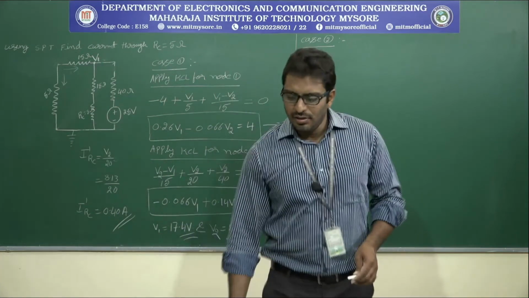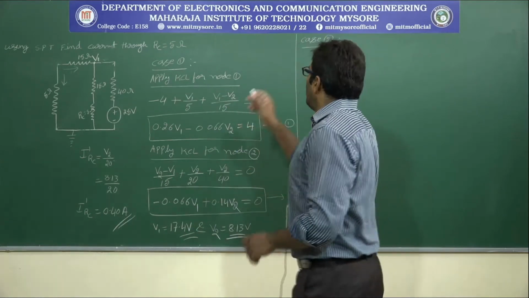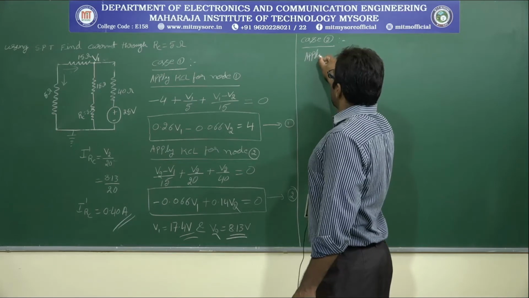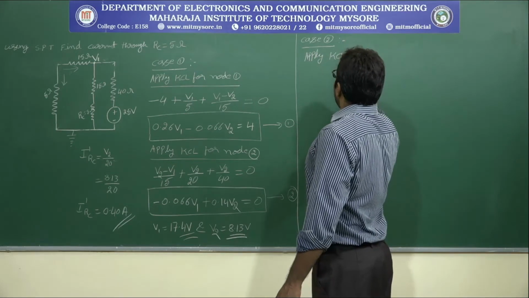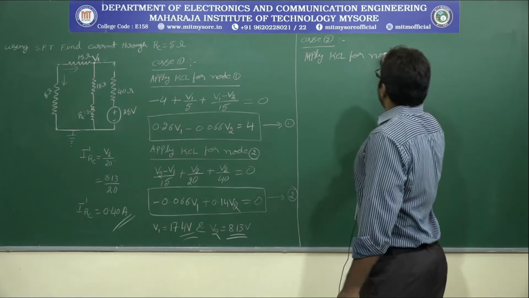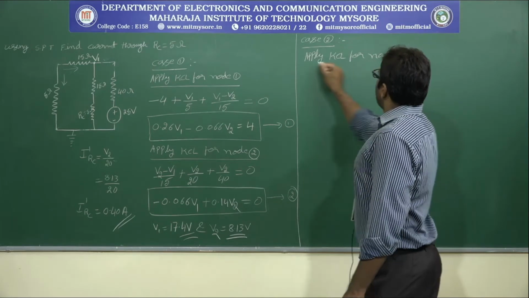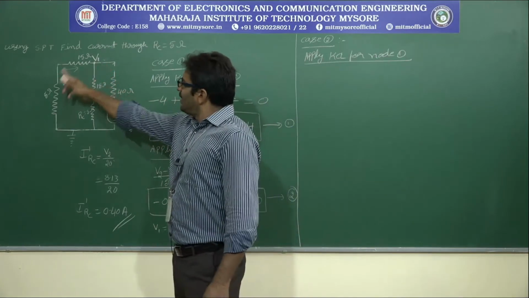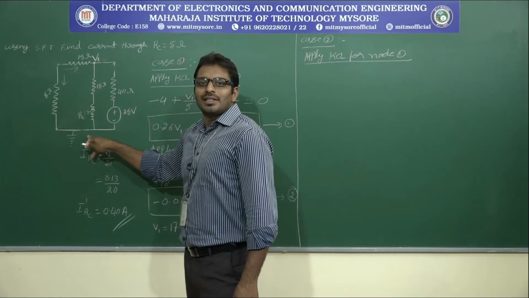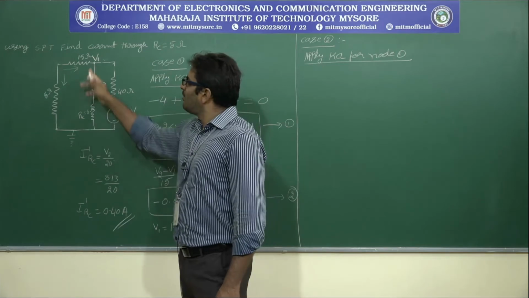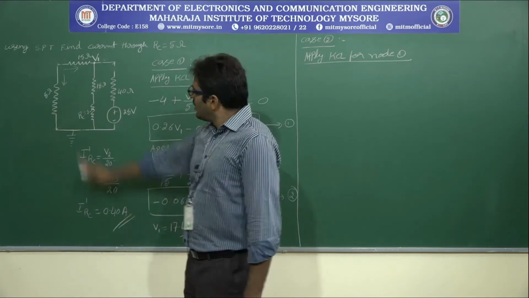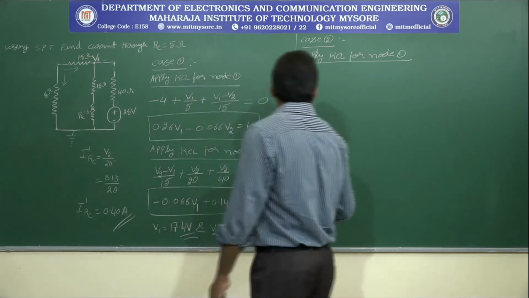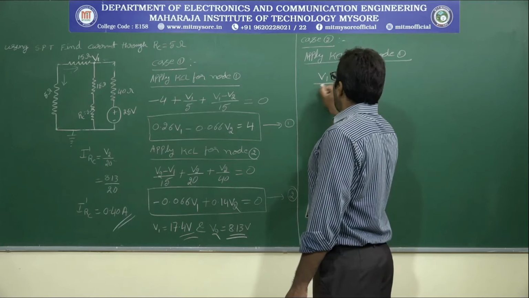Is that clear? Now apply KCL for V1, node 1. V1 minus, the other end is connected to ground, V1 minus 0 divided by what is the resistance? 2 resistances are connected. How are they connected? In series. Therefore, V1 by 20.